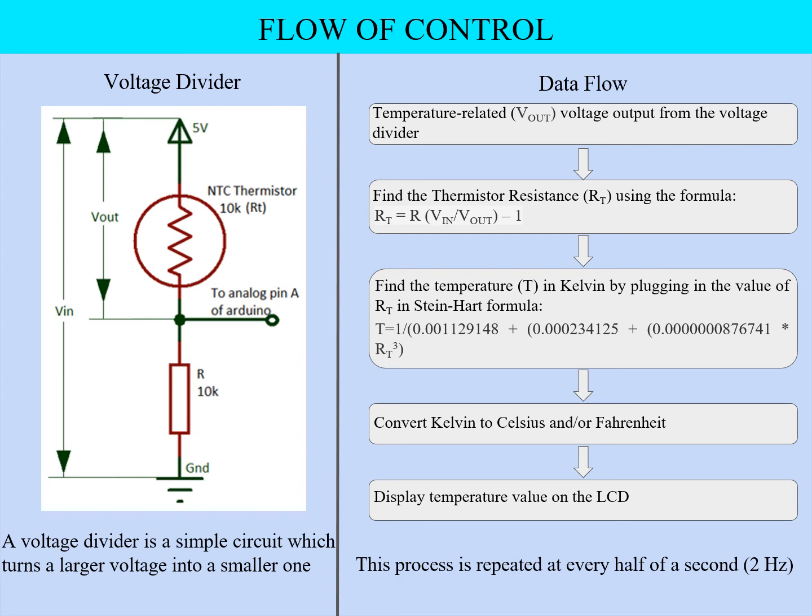First, the temperature-related output voltage from the voltage divider is recorded and sent to the Arduino. The voltage input and output is plugged into a formula to find the thermistor resistance. Once the thermistor resistance is calculated, it is then plugged into the Steinhart formula to translate the data into a temperature in Kelvin. Depending on your need, you can adjust the code for the Arduino to go a step further and convert Kelvin into degrees Celsius or degrees Fahrenheit. Once the temperature is calculated, it is then displayed on the LCD screen. This process is repeated every half of a second.